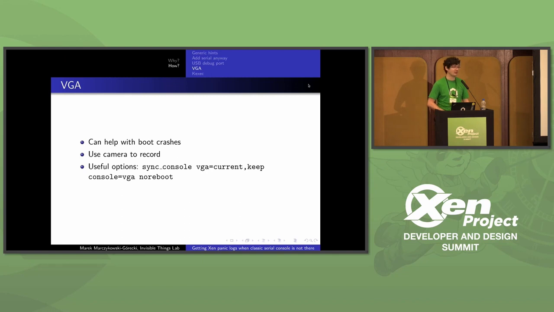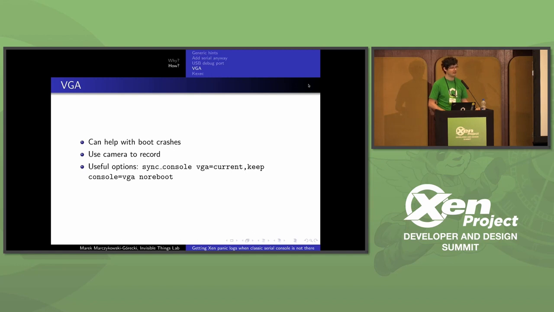So there is also graphical output. It's not very convenient to use for panic messages because you cannot really copy and paste in this way. But if there's no other option, you can make it work, especially with boot crashes. Just use a camera to record video and then find the right frame. There are some helpful options to do that: sync console, no reboot, to have some more time to capture it.